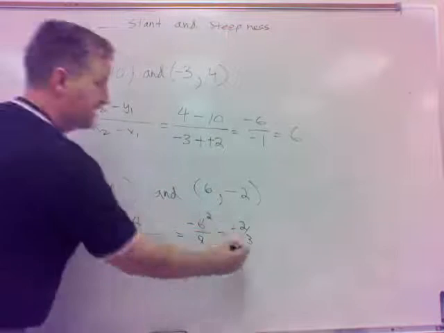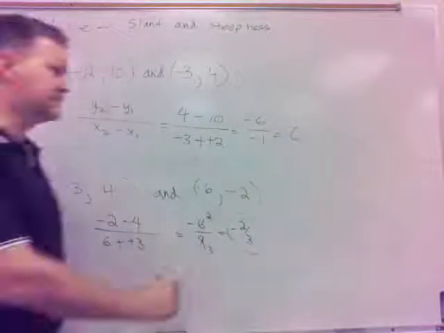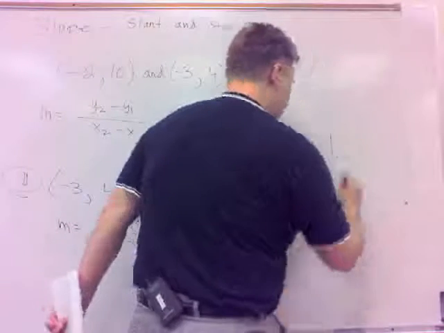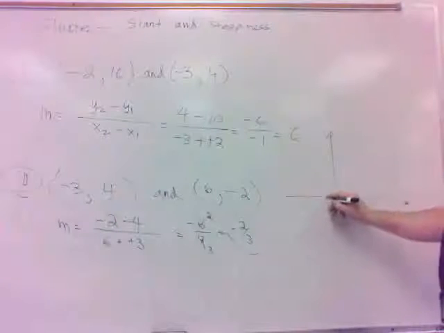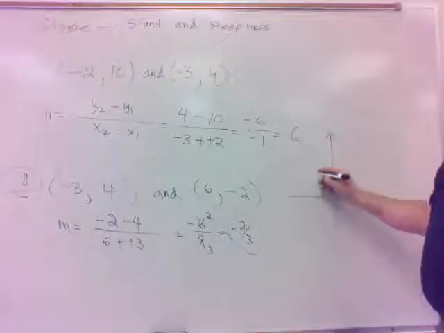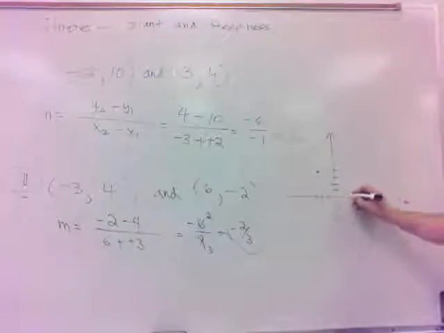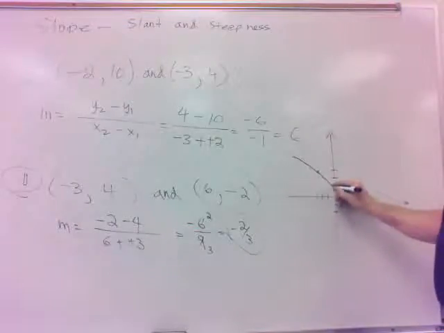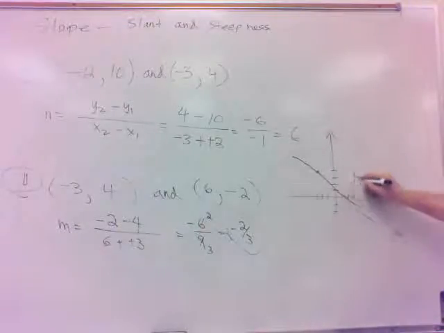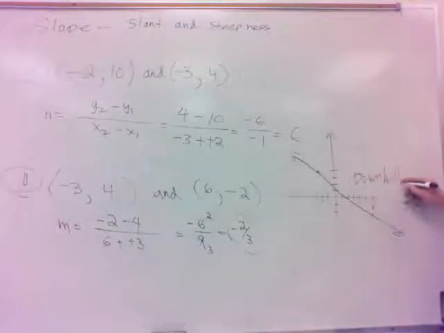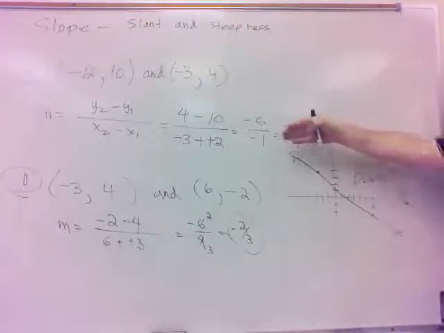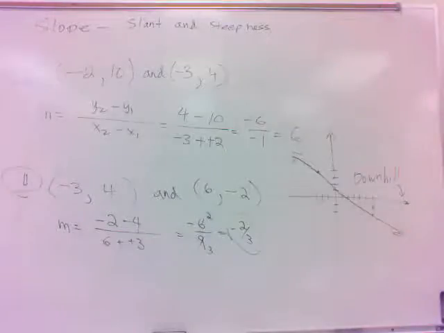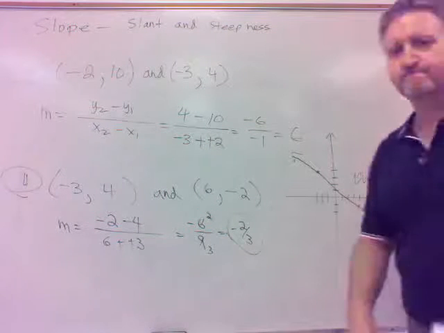This, though, gives me a negative slope, right? And so just to verify it does go downhill, let's look at the points here. -3 and 4. It's right there. 6 and -2. Voila. It's downhill, isn't it? That line, we always talk left to right. We talk about downhill and uphill. That one is running downhill. Negative slopes do go downhill. Okay? Questions or concerns?